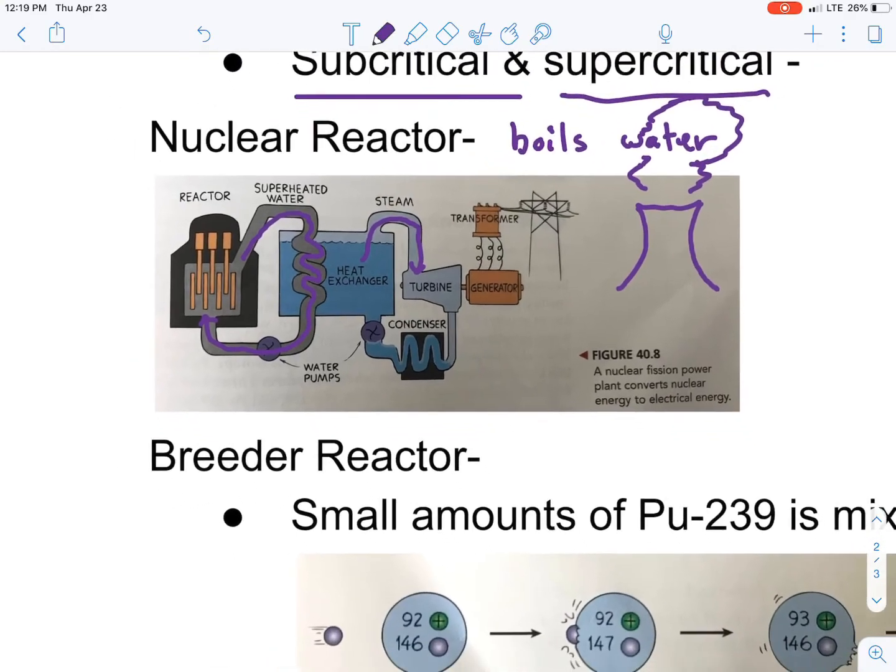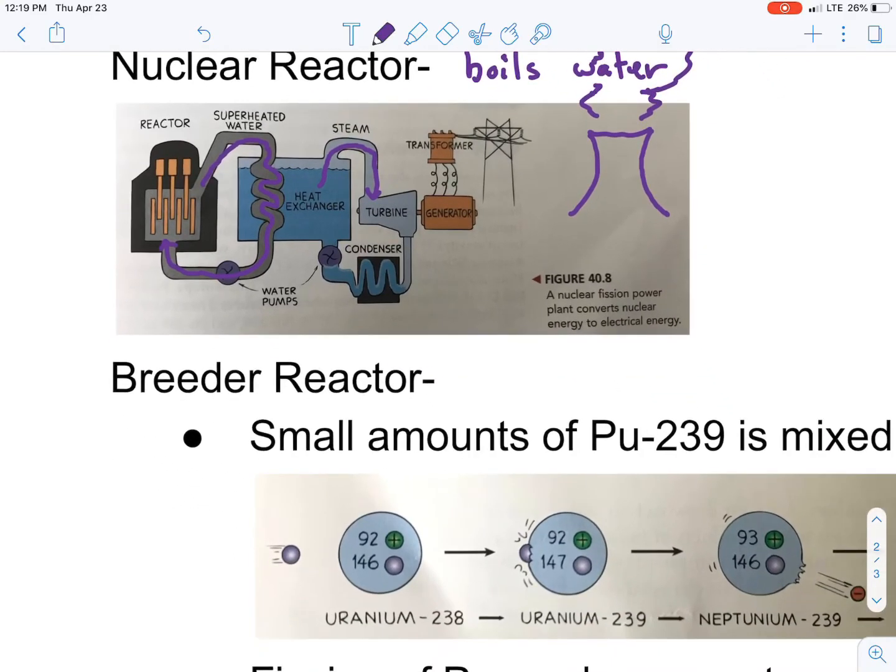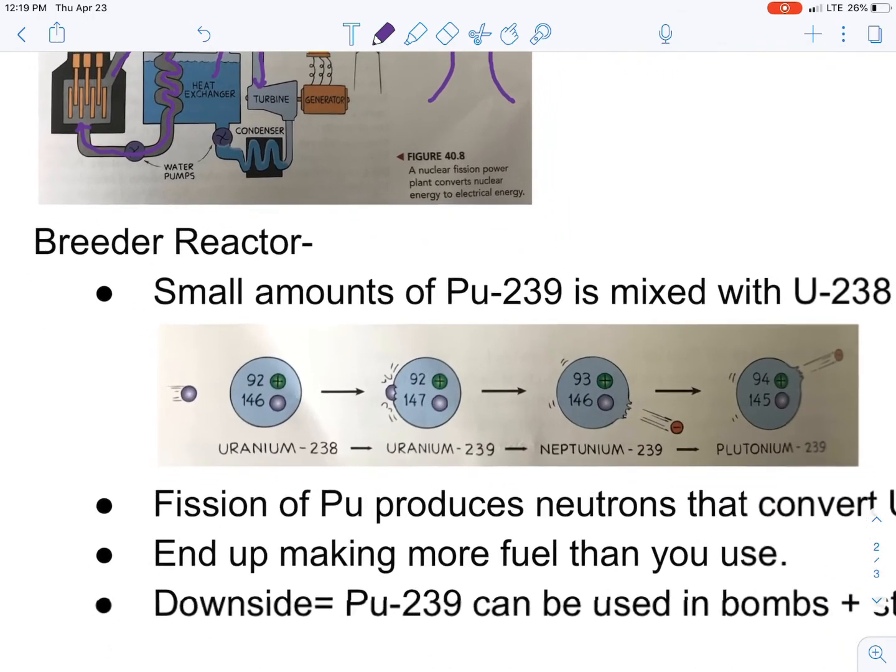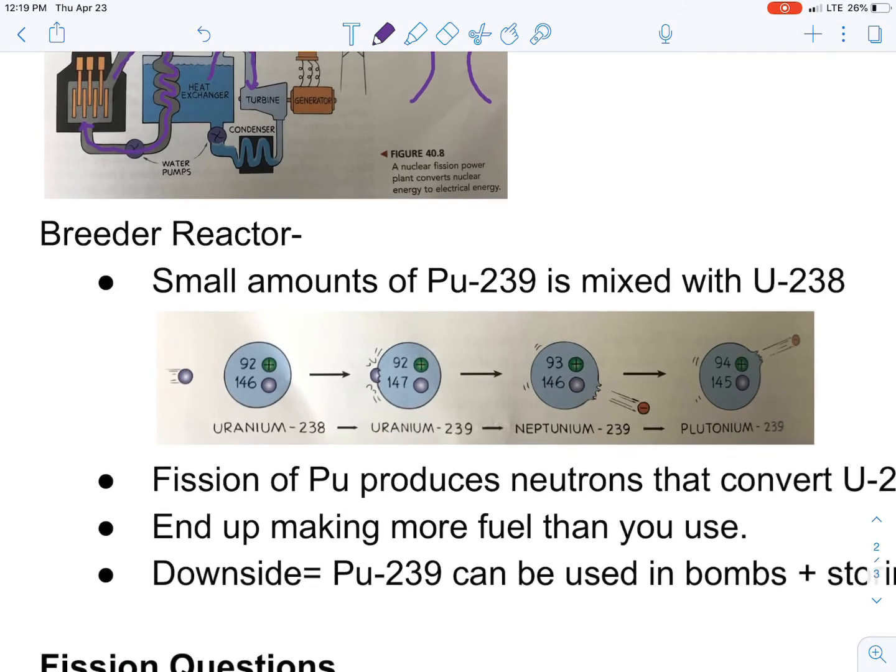All right, now we have a different kind of nuclear reactor. We can have the uranium-235, which is just plain, or we can have the breeder reactor. And breeder reactor, do I have it say it on here? I probably have it. I do. I say it right here. But a breeder reactor makes its own fuel. Now, it makes more fuel than it uses.